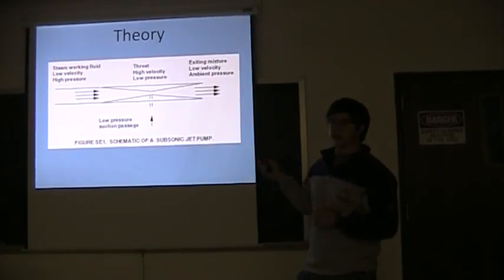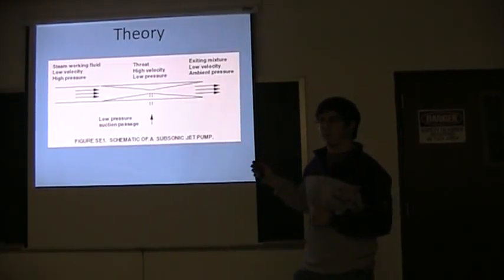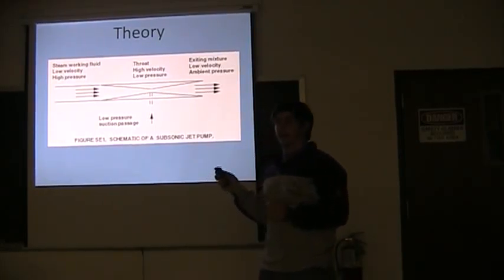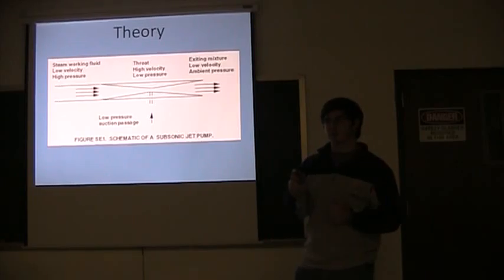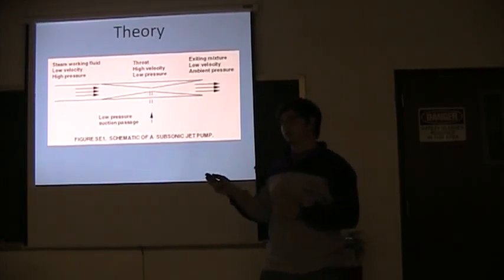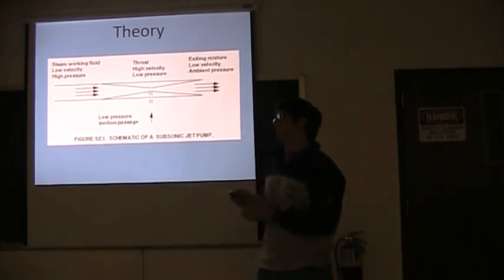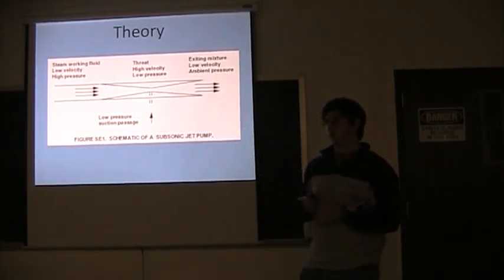This is for a subsonic jet pump. So this is when the Mach number does not reach 1. Basically, the velocity of the fluid traveling through it does not reach the speed of sound, C equals the square root of kRT.